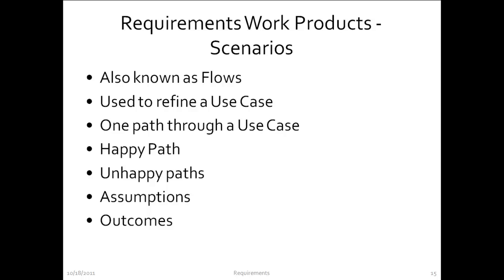These sub-interactions, if you will, are captured by scenarios. Scenarios are also called flows. They're used to refine a use case. You can think of a scenario as one path through a use case. Typically, there is what is known as a happy path scenario where the use case successfully executes, and usually there are many unhappy paths. So for example, with the ATM example again, user successfully withdraws money would be the happy path, but user enters a wrong password, or user tries to withdraw more money than he has in his account. All of those would be unhappy paths.